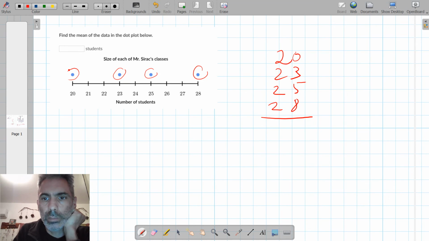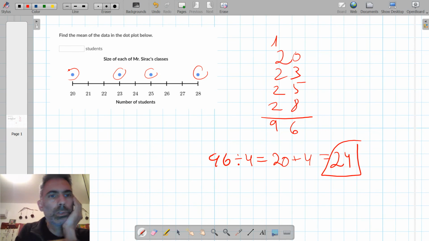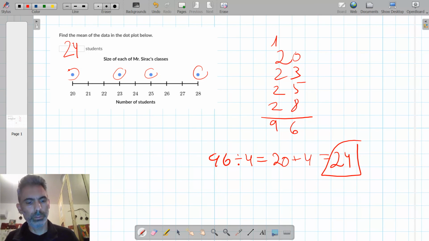3 plus 5 is 8, plus 8 is 16. And we have here 8 plus 96, and we need to divide it by 1, 2, 3, 4 data points. So 96 divided by 4. 80 divided by 4 is 20, and 16 divided by 4 is 4. So this is 24. Yes. So the mean is 24 students.